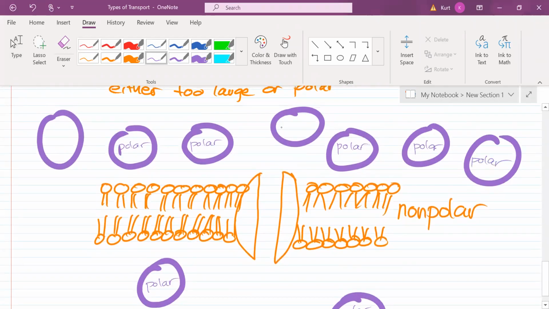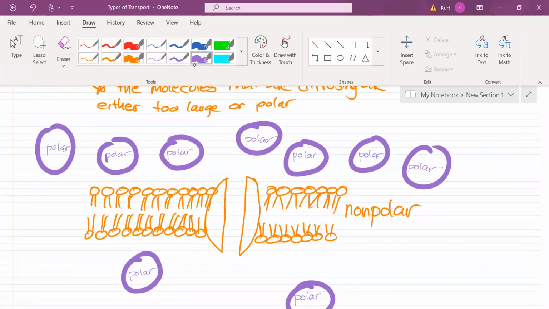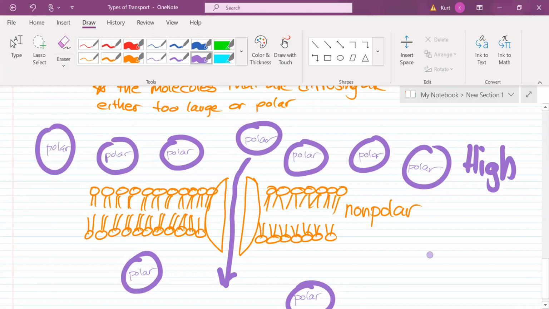polar, polar, and polar. So if we were in class, I'd ask you, which side is a higher concentration, the top or the bottom? It's definitely the top. And so these molecules want to diffuse through, and that is exactly what they're going to do. They're going to travel through this channel protein to get to the other side. That's their opening. This is facilitated diffusion. That channel protein is facilitating their diffusion from an area of high concentration to an area of low concentration. High, low. Got it?